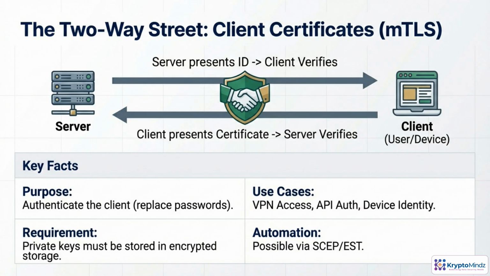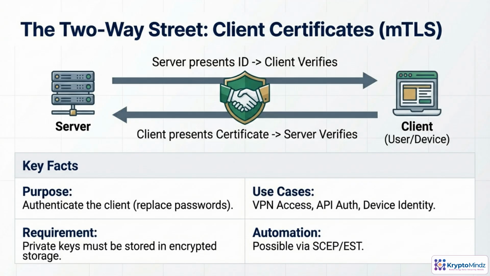This lets you use certificates instead of passwords or shared secrets for client authentication. It's especially powerful for VPN access, APIs, service-to-service calls, and device identity in enterprises or IoT. The catch is key protection. The client's private key has to be kept in encrypted, well-protected storage, often a secure element or platform key store. At scale, you don't enroll these certificates by hand. You use automated protocols like SCEP or EST, so devices can securely request and renew their own certs.